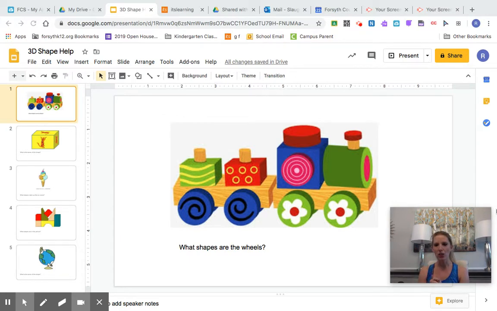Today I wanted to do a little lesson with you for a morning message, because I noticed yesterday when you were naming your 3D shapes in the pictures, you had some trouble. So first I just want to start by showing you some shapes that I have here.